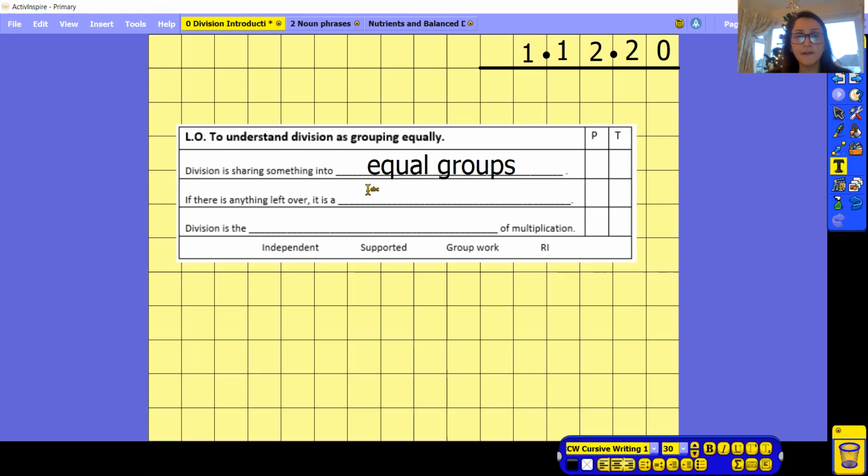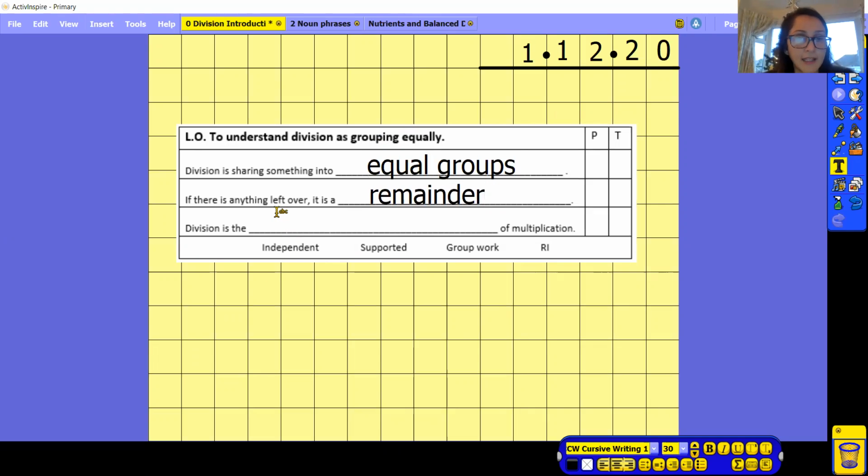If there's anything left over, it is a blank. Okay, so once we put our number into equal groups, if there's anything left over, we call it a remainder. Can you say that? Remainder. Well done. We call it a remainder. Anything that's left over is a remainder.